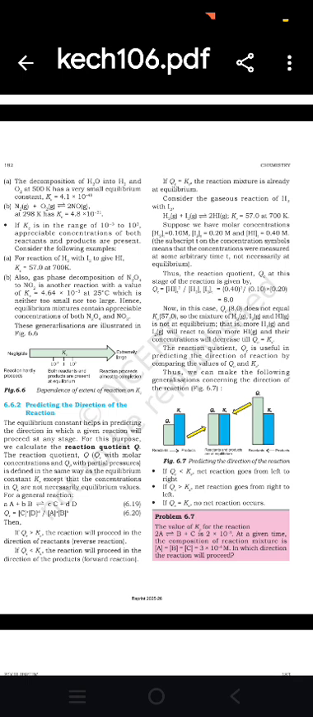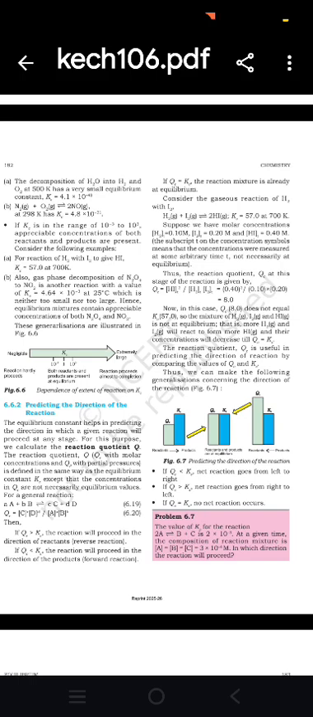Now, the reaction quotient Qc is useful in predicting the direction of reactions by comparing the values of Qc and Kc. Thus, we can make the following generalization concerning the direction of reactions. If Qc is less than Kc, the net reaction goes from left to right. If Qc is greater than Kc, the net reaction goes from right to left. If Qc is equal to Kc, there is no net reaction.